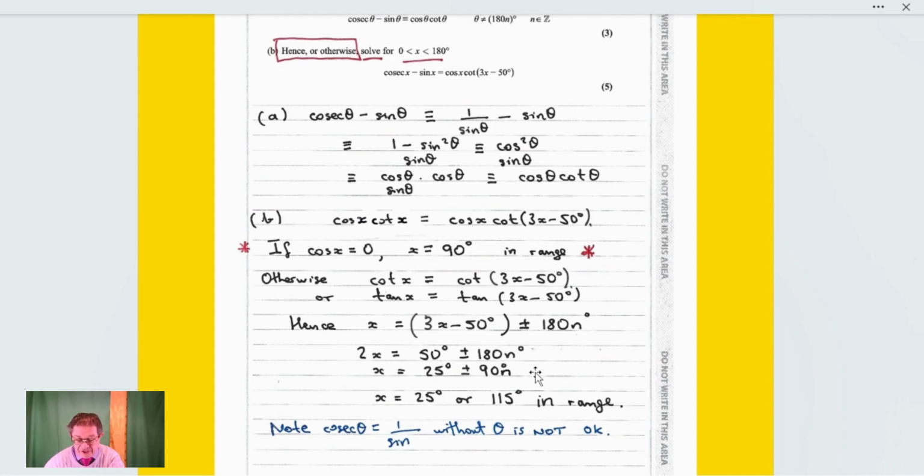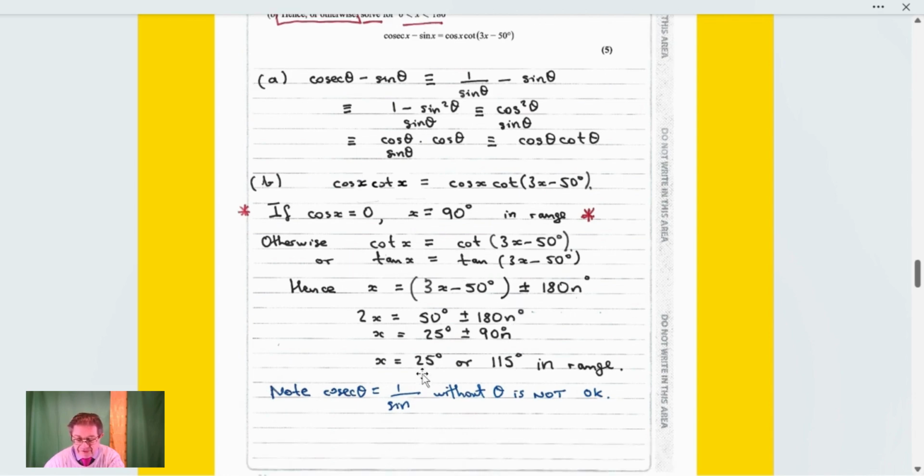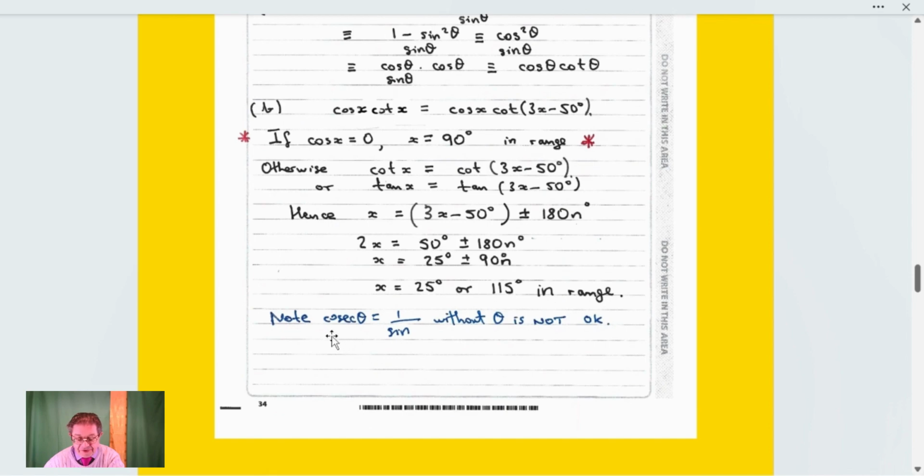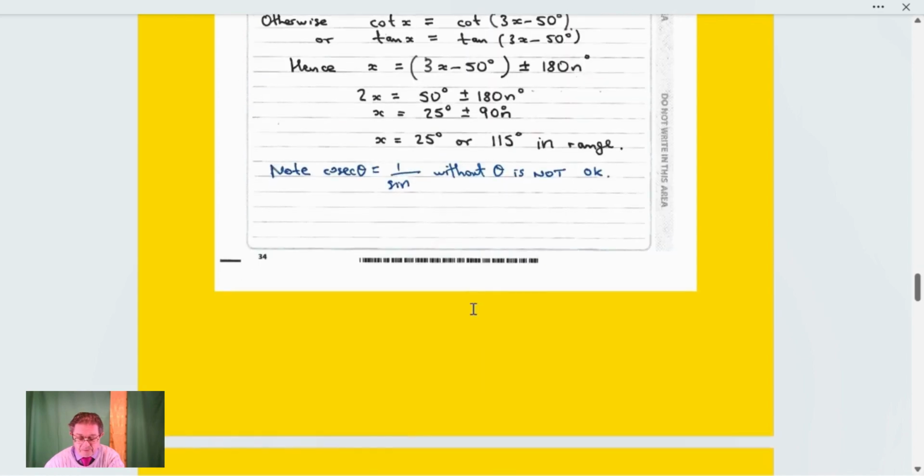A mistake sometimes run into is candidates working down to x equals 25 and then adding on the 180 degrees n. That's wrong. You add on the angle 180 degrees n at the point where you do inverse tan. So in the range we have 25 degrees or 115 degrees. And note at the bottom, cosec theta equals 1 over sine without theta is very much not okay.